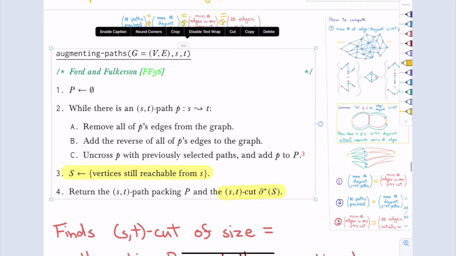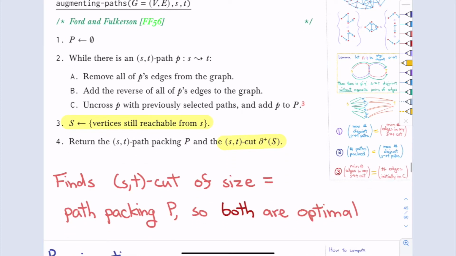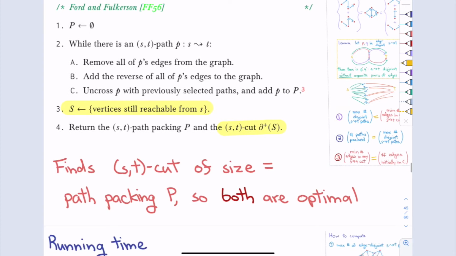All right, so the full algorithm, maybe at the end, if you also wanted to return the S to T cut, you would just run DFS from S in the residual graph and figure out the vertices S can still reach. And that'll give you an ST cut as well. All right, so great.